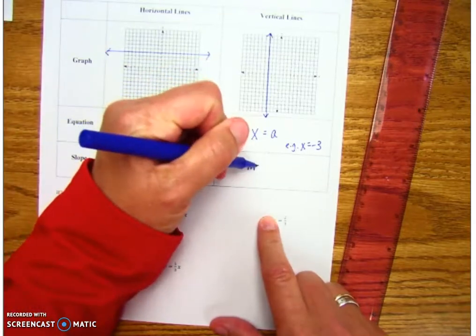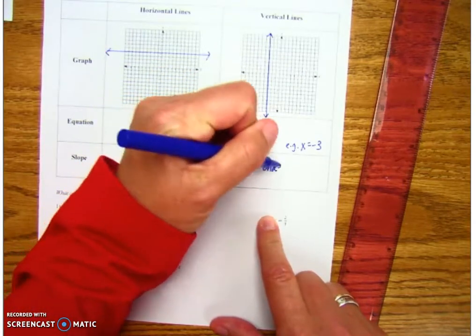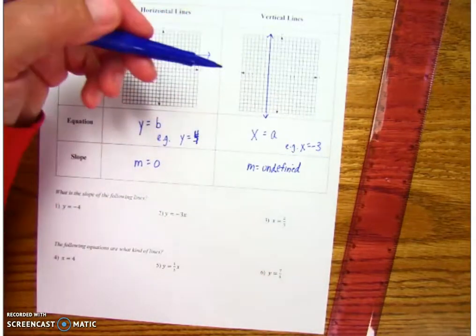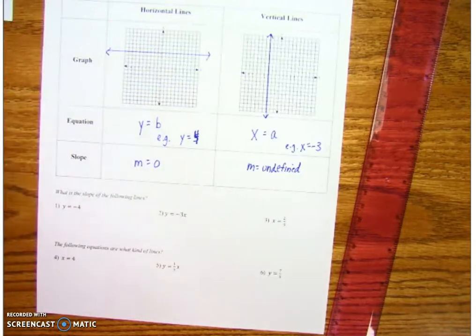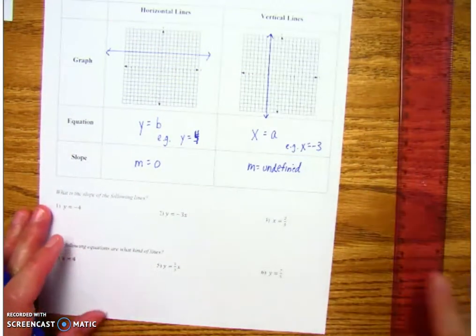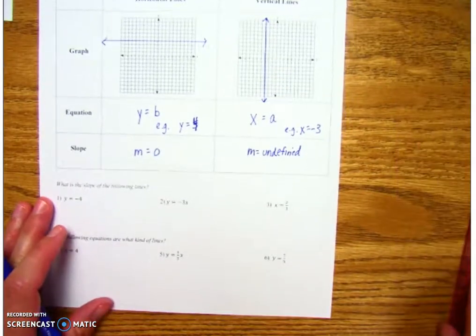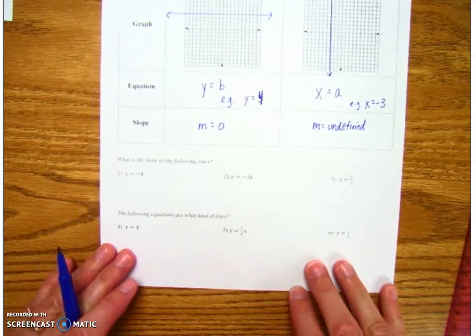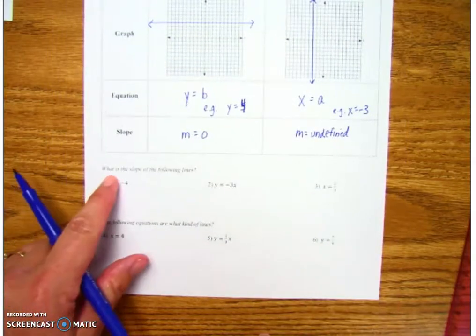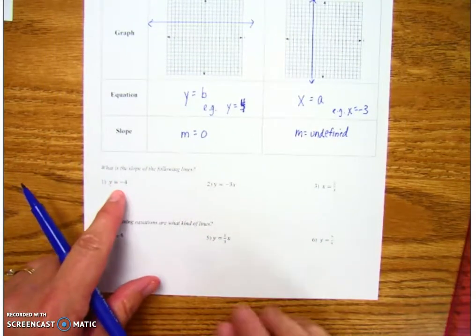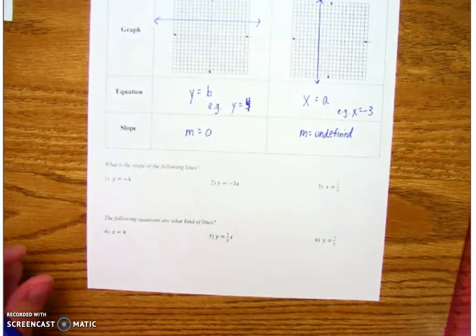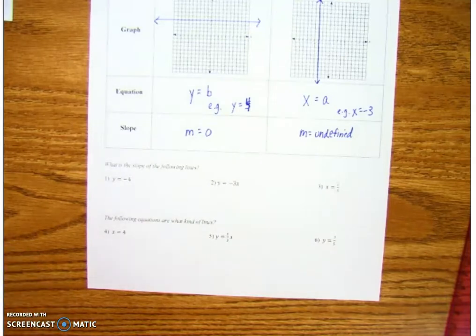Vertical line, any slope is an undefined slope for a vertical line. Because the rise is a number all over the run, which there is no run. You can't have 0 in the denominator, so you get an error in your calculator, so we call it an undefined slope. Okay? So with these different questions on your assignment, it says, what is the slope of the following lines? I want you to recognize which one would be a horizontal, which one would be a vertical, and what the slope would be.